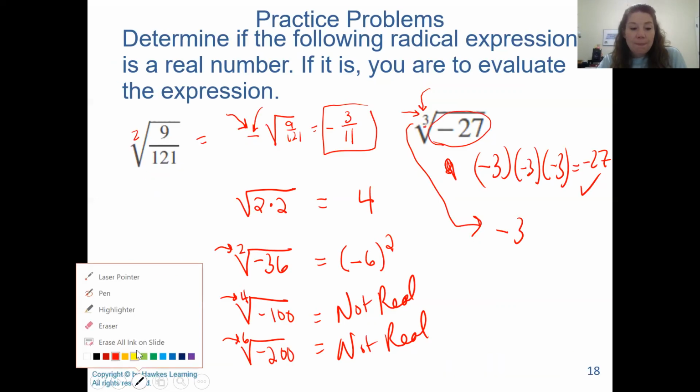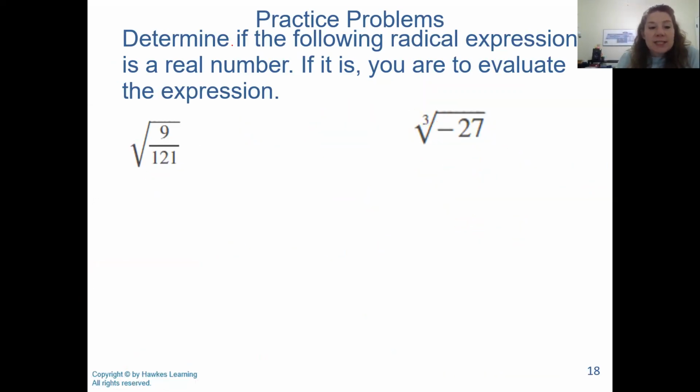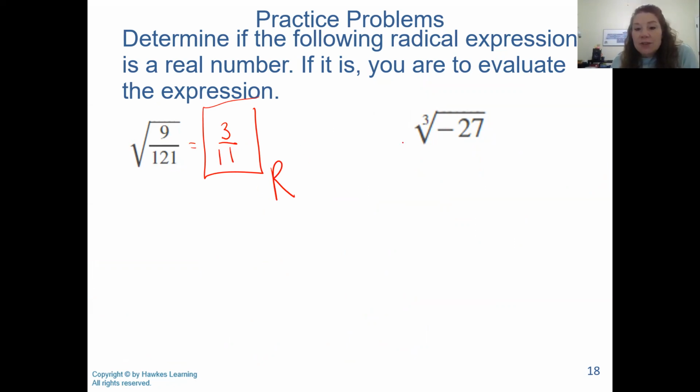So get rid of this. So this is a real number. These are both perfect squares. The square root of 9 is 3. The square root of 121 is 11. And that fraction is a real number. And since it's real, they want you to give the answer. This is also real. The cube root of -27 is -3, which is a real number. So both of those were good.